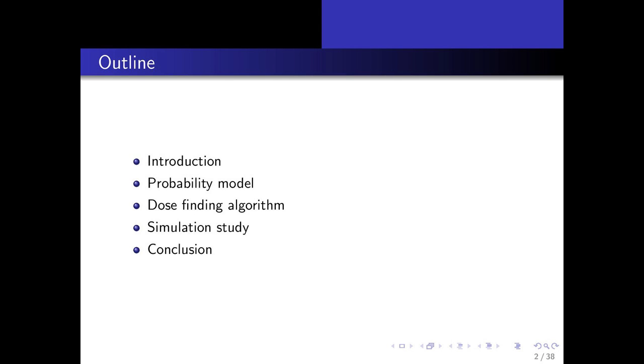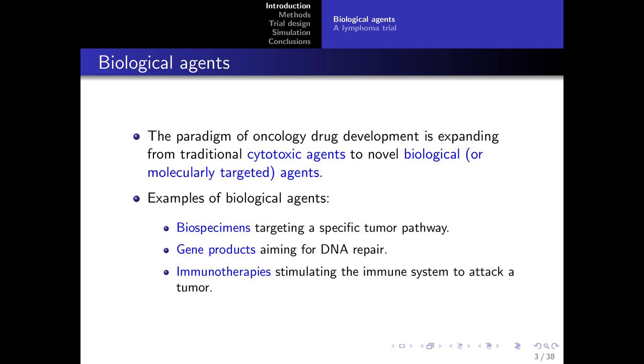In this talk, I will first briefly describe the difference between a biologic agent and a conventional cytotoxic agent. Then I will propose our dose-toxicity and efficacy model, followed by the dose-finding algorithm. We will present a simulation study to evaluate the operating characteristics of the design and finish the talk with some concluding remarks. So page 3.